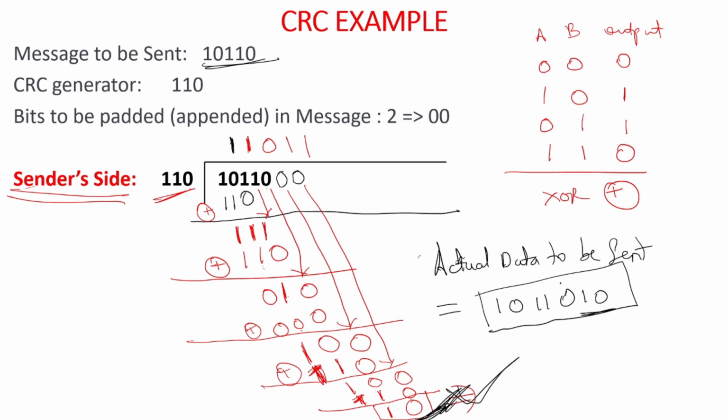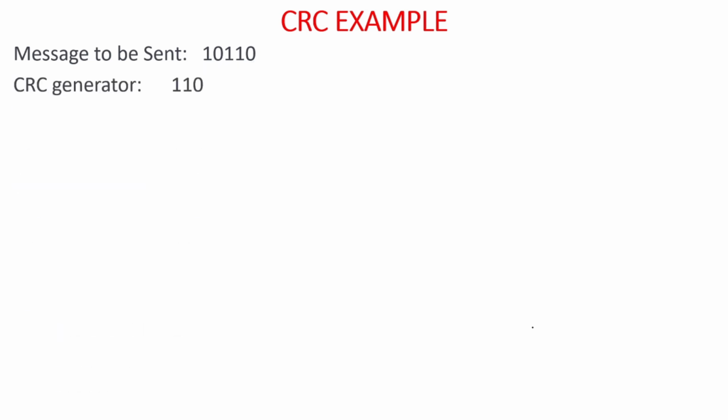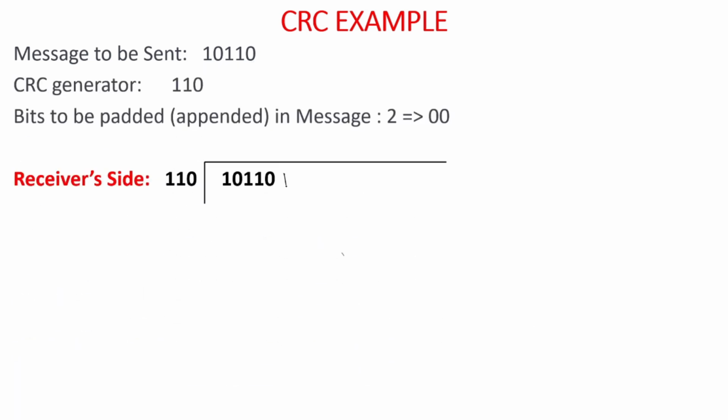The receiver should receive this data. Now we can check whether the receiver has received this data correctly or not. How can we check? Take this data as it is, which is the actual data to be sent. So now at the receiver's end, we'll take the same data which the sender has sent.